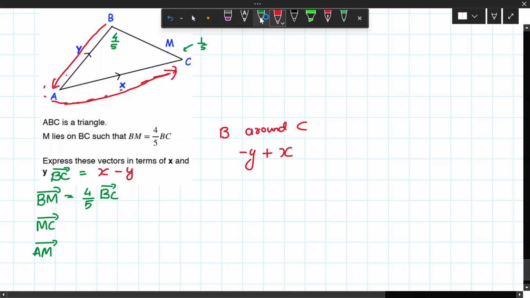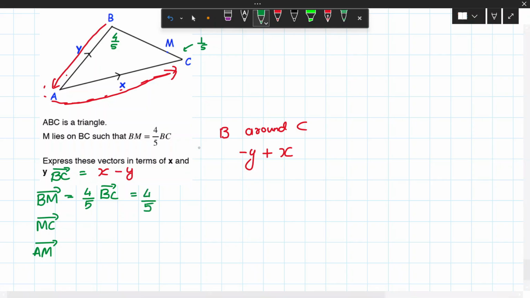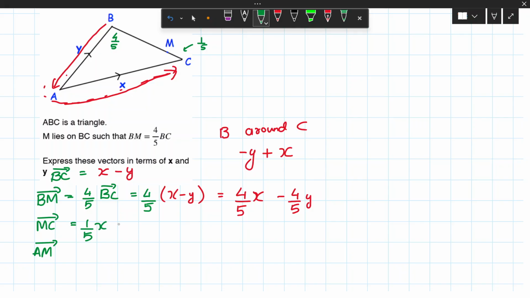That means now I know what BM is. BM would be 4/5 of (x minus y). If I distribute the coefficient inside, like expanding the brackets, that's 4/5 x minus 4/5 y. That's it, you're done. Now that we know BM, MC is 1/5 of BC, so that means we're doing 1/5 of x minus 1/5 of y.